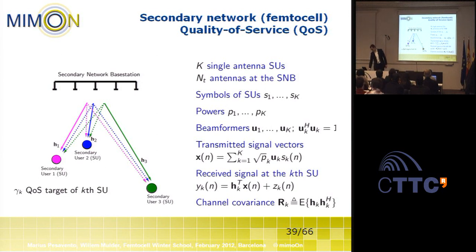So the transmitted signal from all antennas is a superposition of contributions for all of the users. So the signals for all of the users multiplied with their particular beamformers and with the power allocated to them. So this sum is what we transmit to the different users. At the receiver of the K-th femtocell user, we will now see the following.